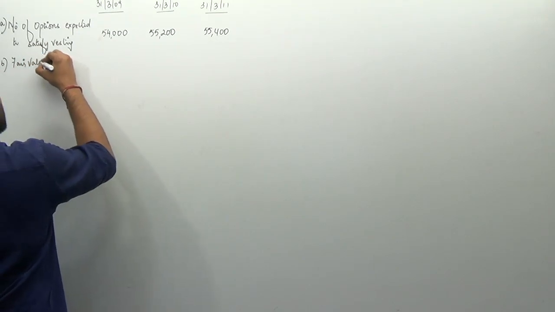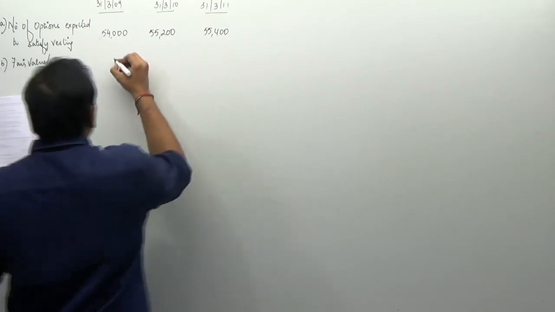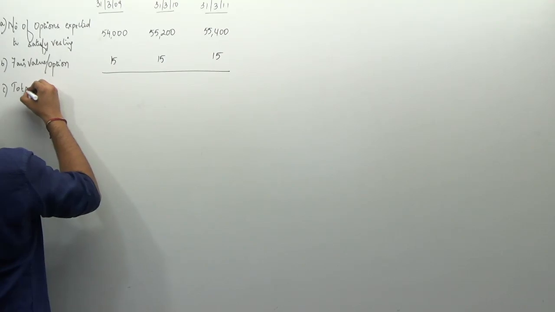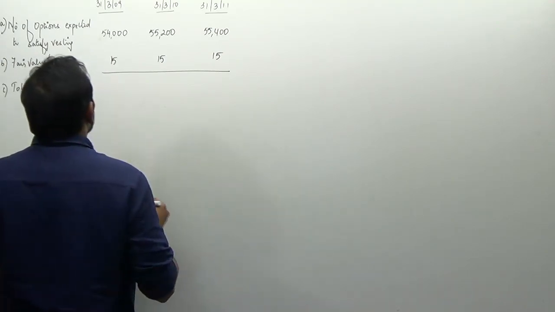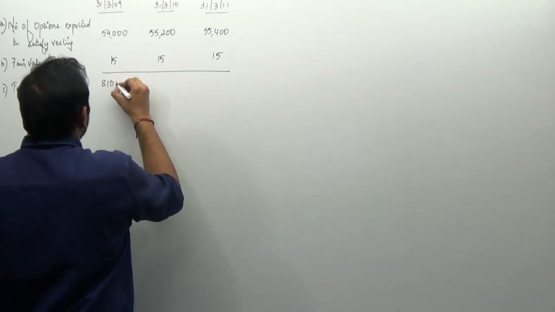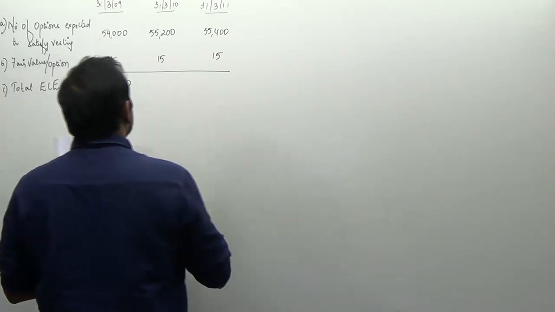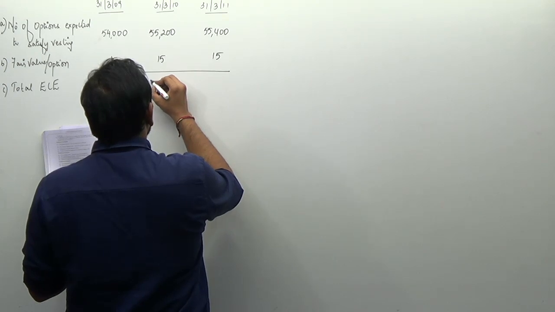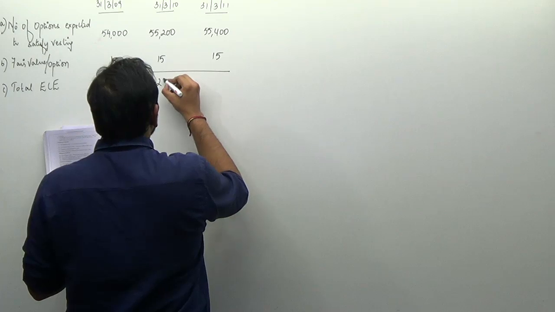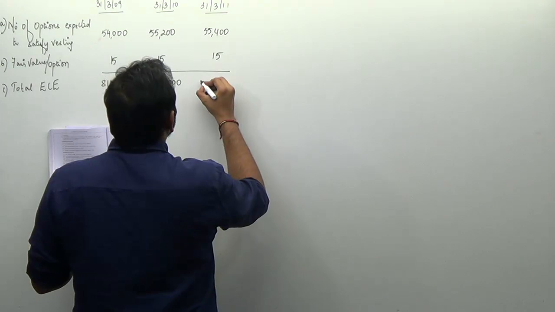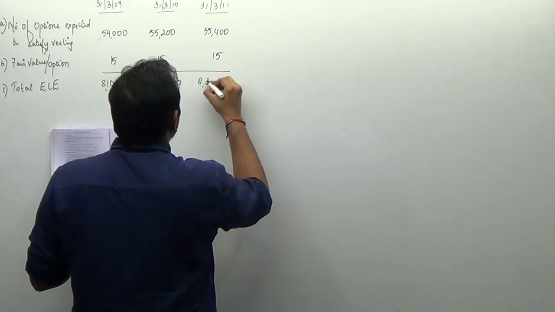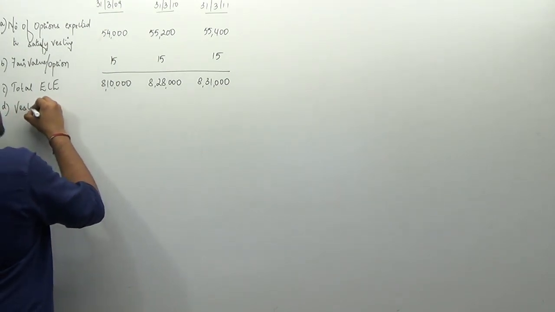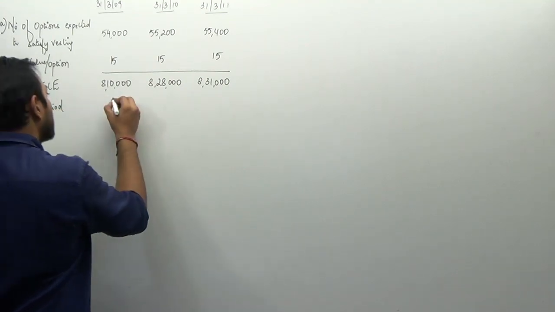Multiply this with the fair value. Per option fair value is 15. That will give us the total employee compensation expense. In the first case, 8,10,000. In the second case, 8,20,000. Next one is 8,31,000. Vesting period is already given to us as 3 years continuous employment.